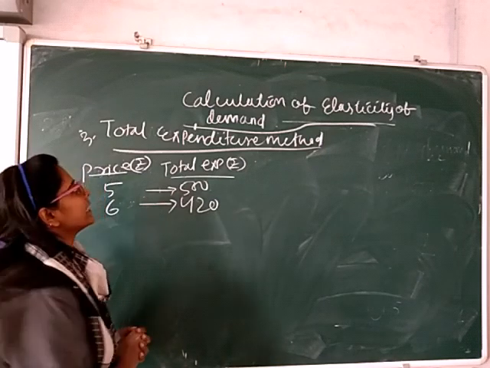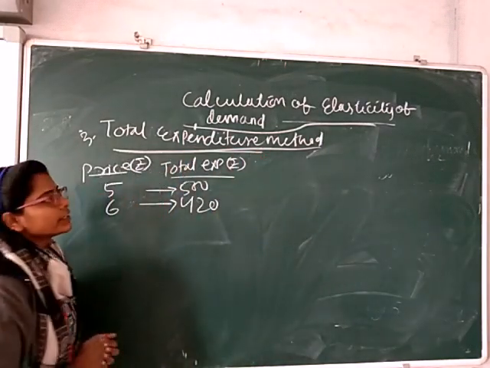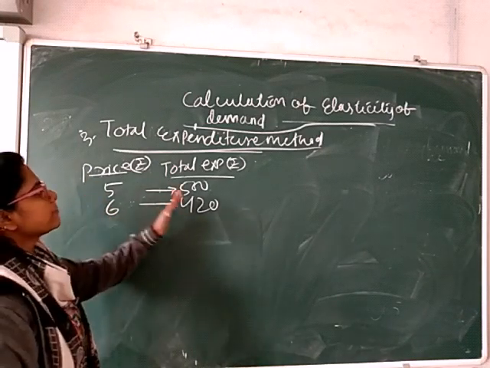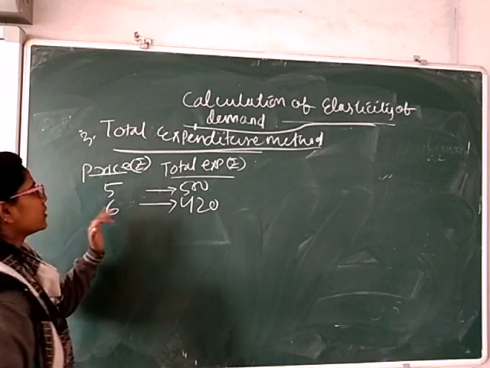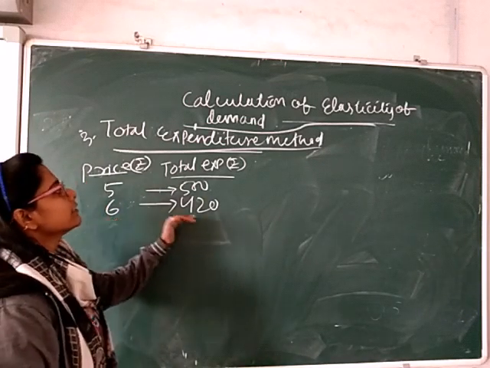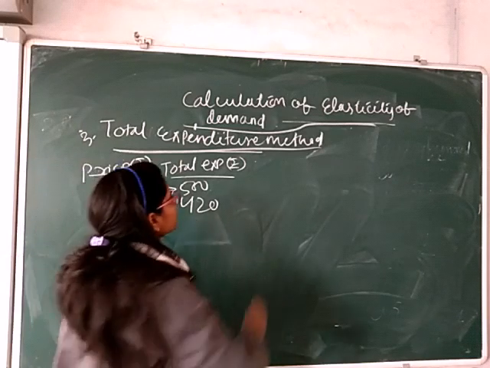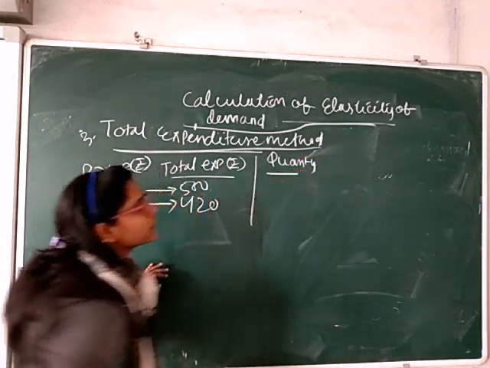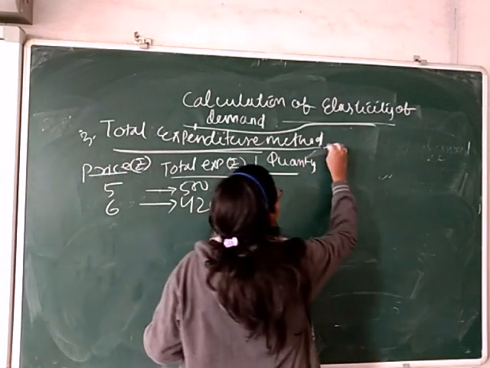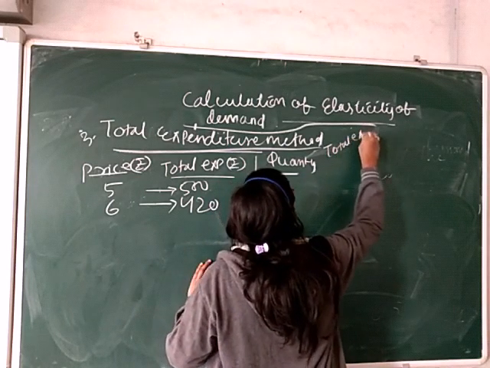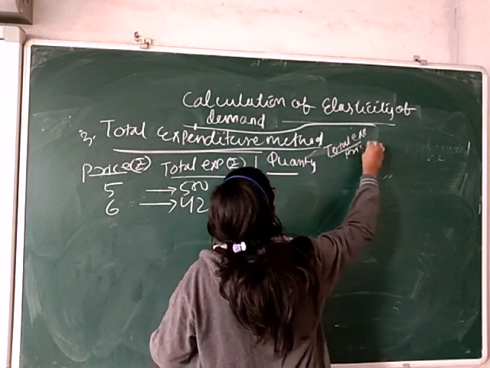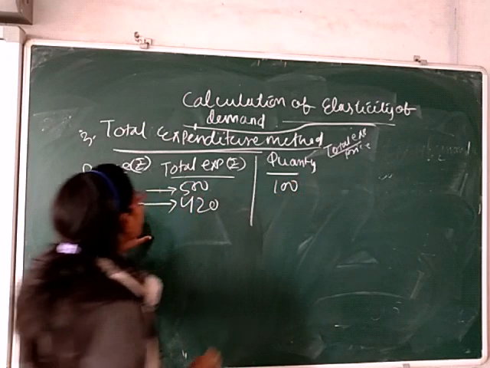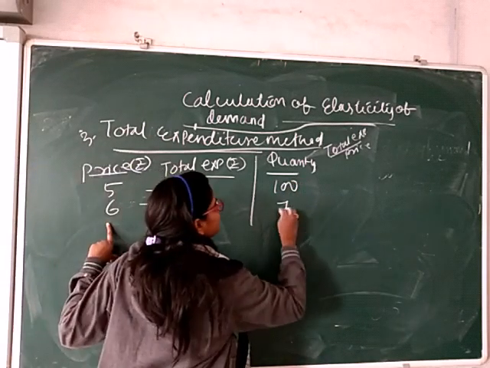The next question is related to the total expenditure method. Here price is given and total expenditure is given. When price is rupees 5, then total expenditure is rupees 500. When price is rupees 6, then total expenditure is 420. So here first we calculate quantity, as the price and total expenditure are given. Quantity will be calculated by total expenditure divided by price. So first quantity will be 500 by 5, this will be 100, then 420 by 6, this will be 70.